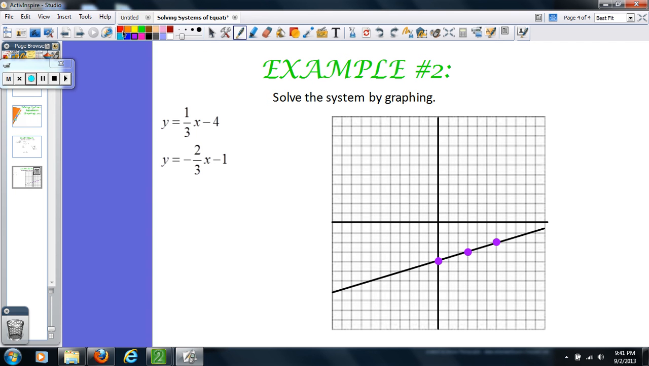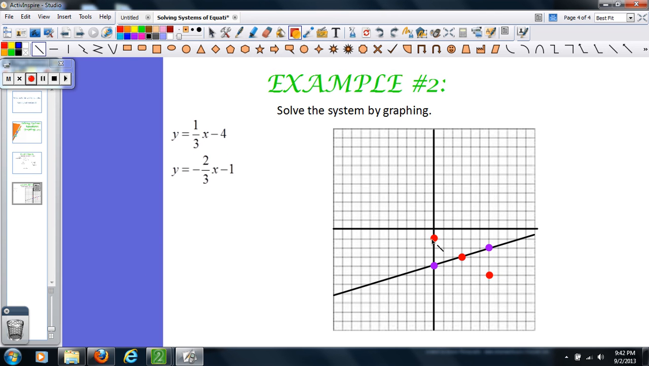So let's actually go ahead and do the second equation in red. So we're going to start at 0, 1. Excuse me, 0, negative 1. And for this one, my slope is negative 2 over 3. So I'm going to go down 2 and right 3, which puts me right there. And down 2, right 3 again, which puts me right here. Let's go ahead and connect our lines.